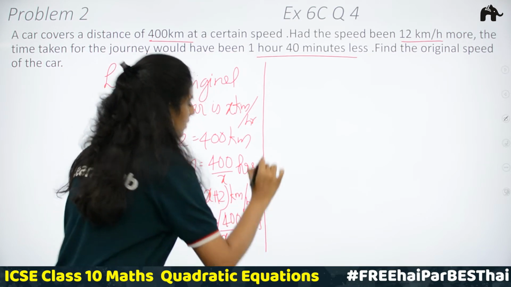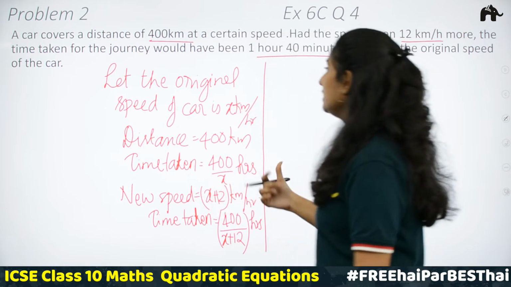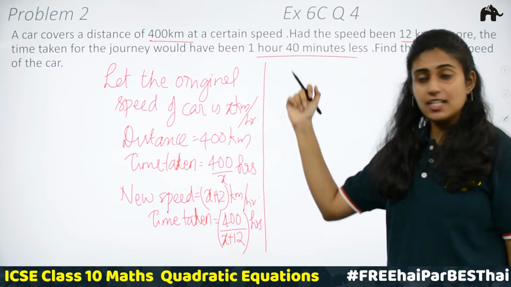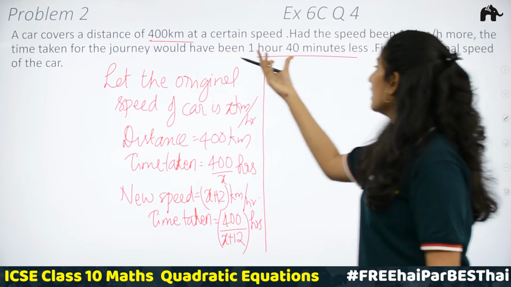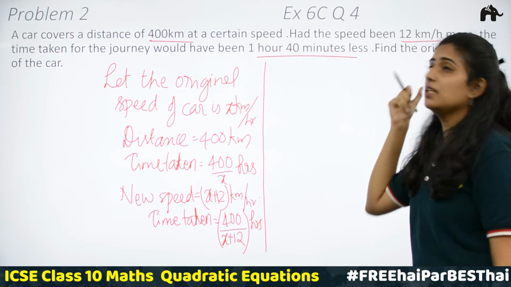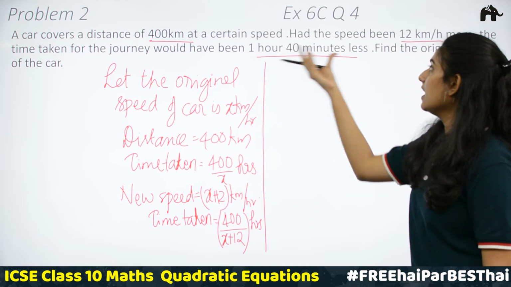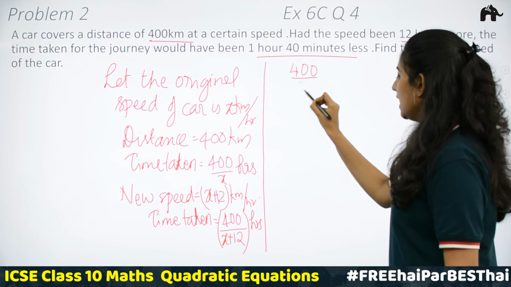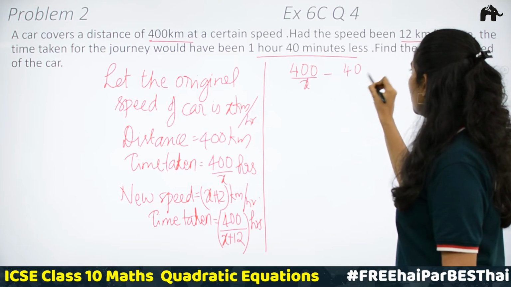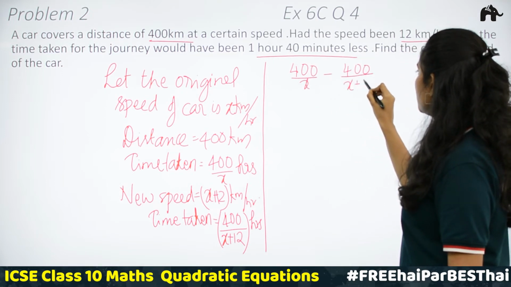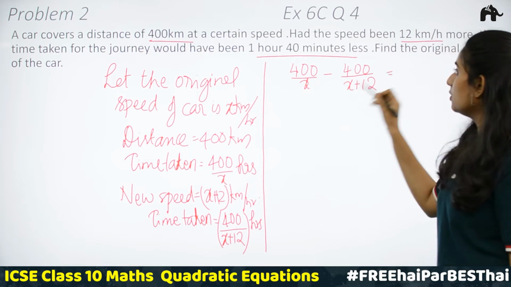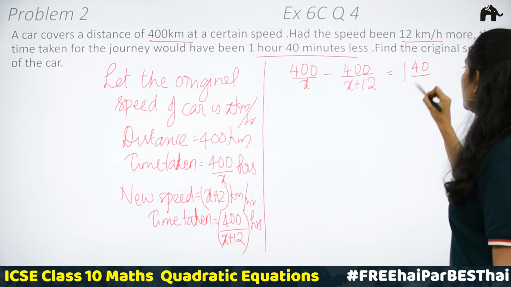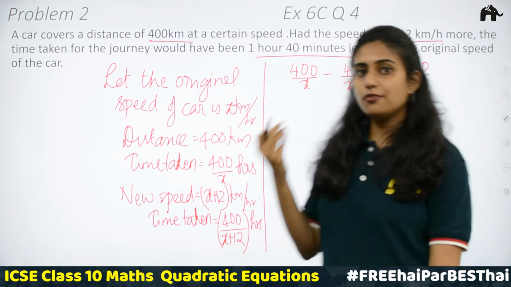Now what is the difference between these? Time taken has reduced when the speed had increased. It will reach 1 hour 40 minutes earlier. So the difference is 1 hour 40 minutes. We have 400 by x minus 400 divided by x plus 12 is equal to 1 hour 40 minutes. How can you write 40 minutes?